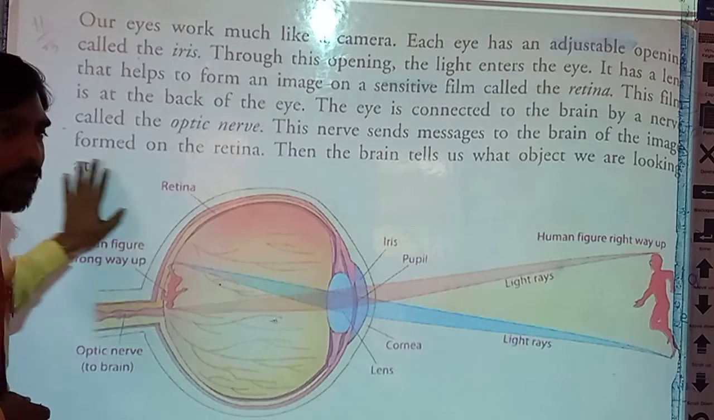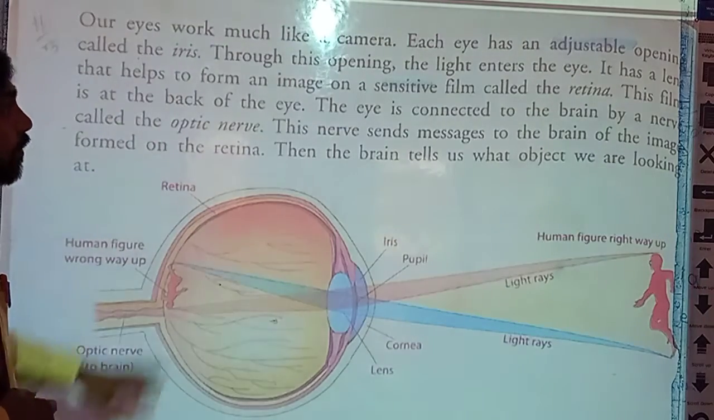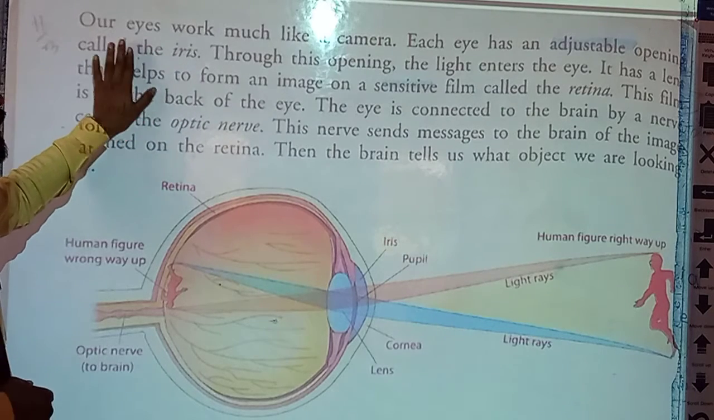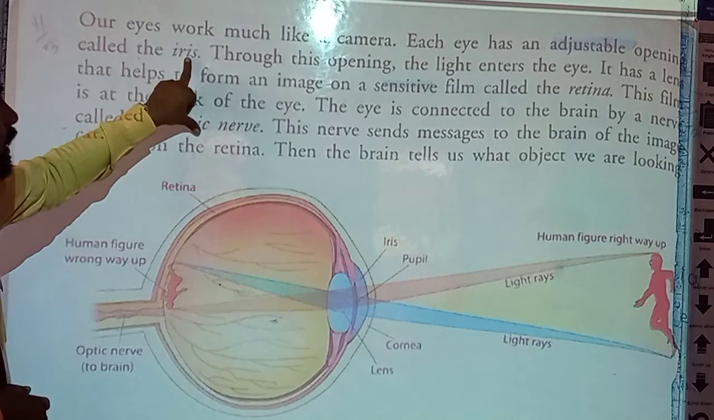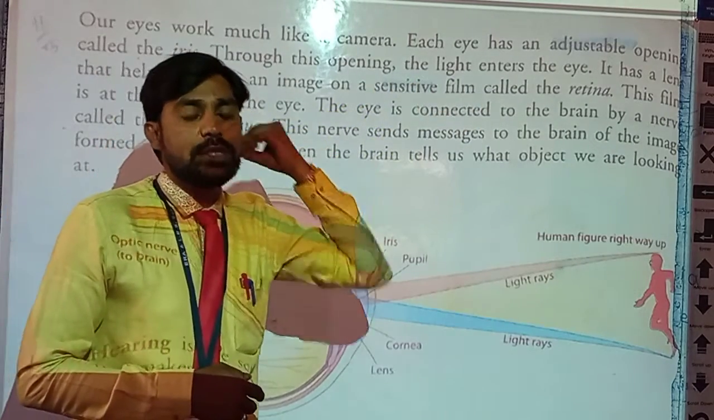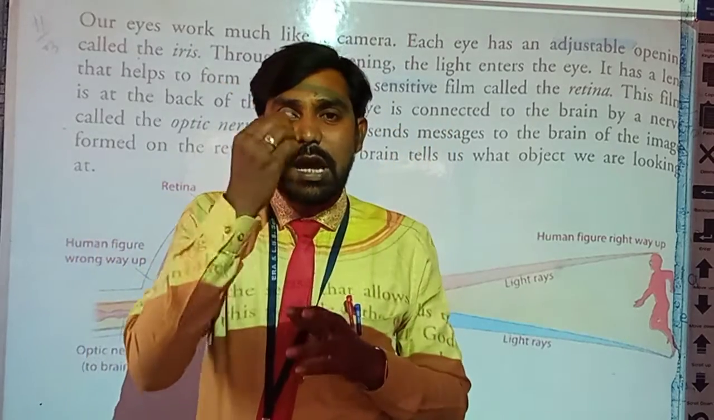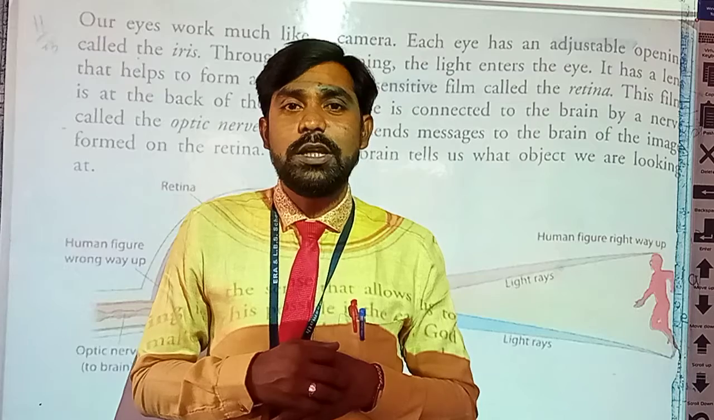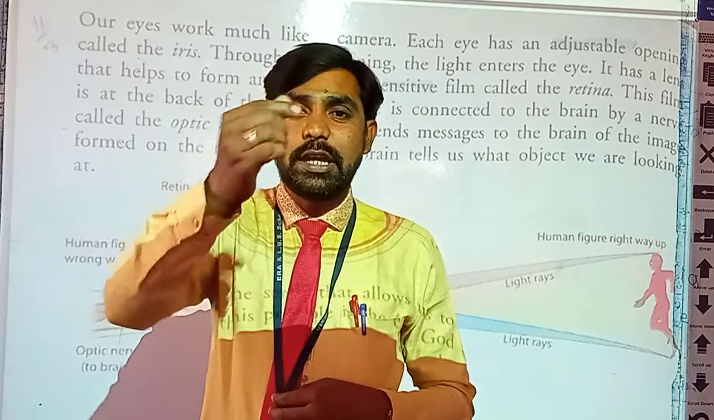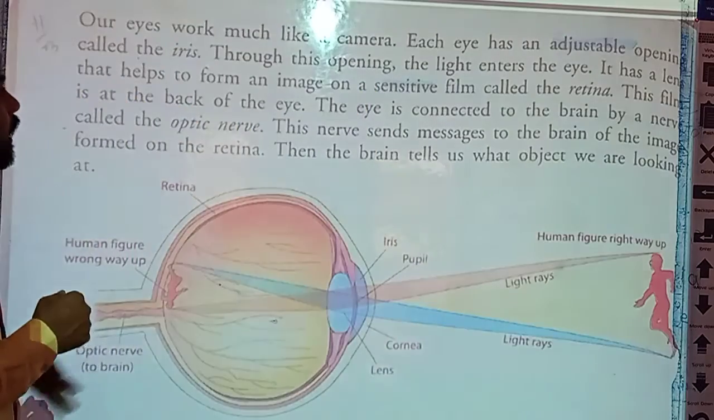You can see here a diagram is also given. First of all, we will understand this paragraph. So the opening is called iris, and through this opening the light enters the eye. It means when we open our eyes, the iris is there at the opening only, and through that iris light enters in our eye.